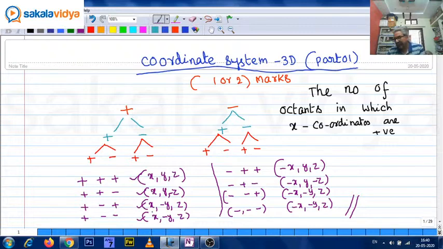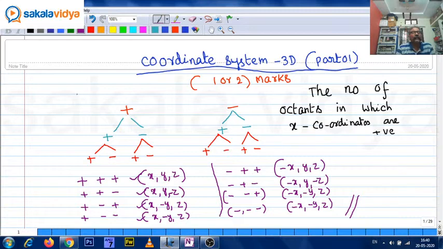In the similar manner, there may be one question. The number of octants in which y coordinates are positive, that is also 4. The number of octants in which z coordinates are positive, that is also 4. Answer. Understood now? So this is the basic concept we need to follow.